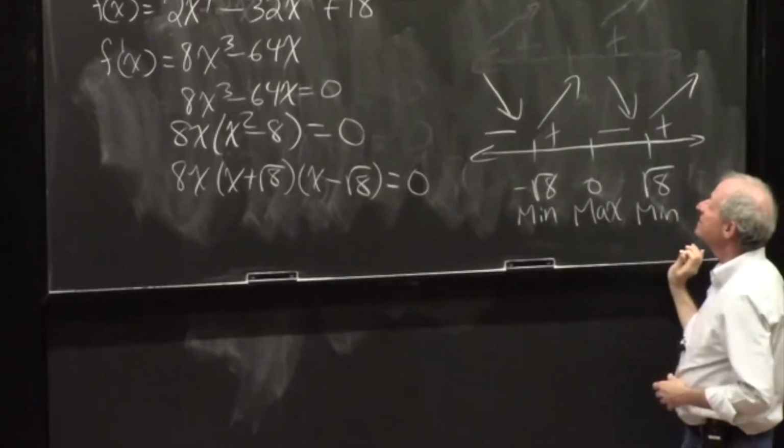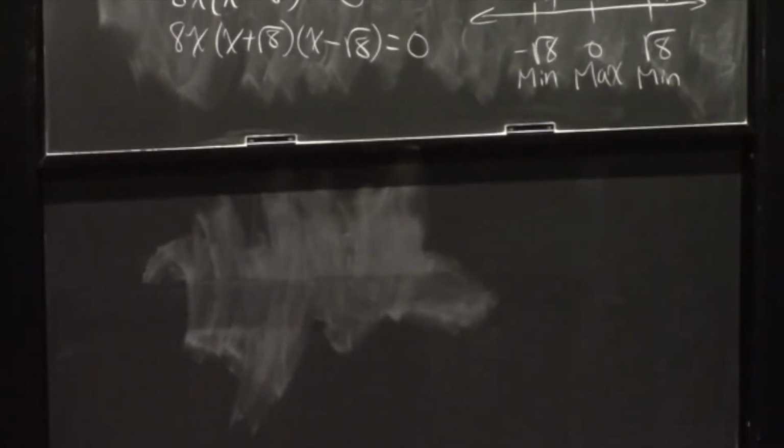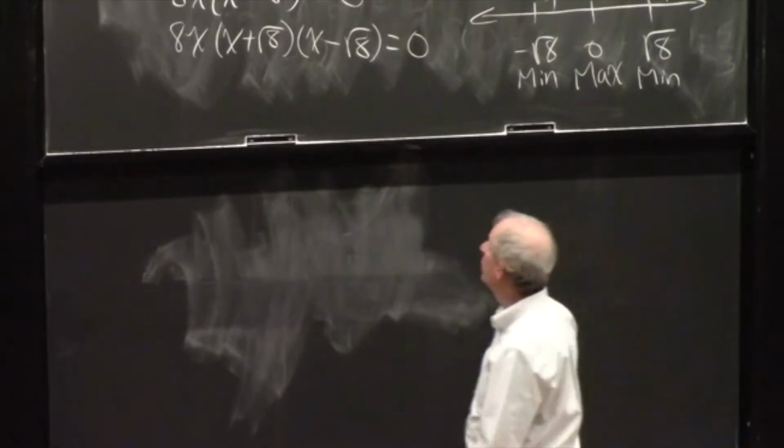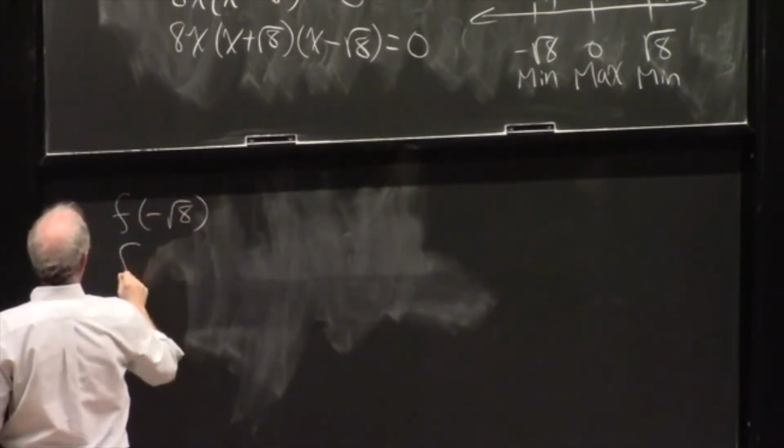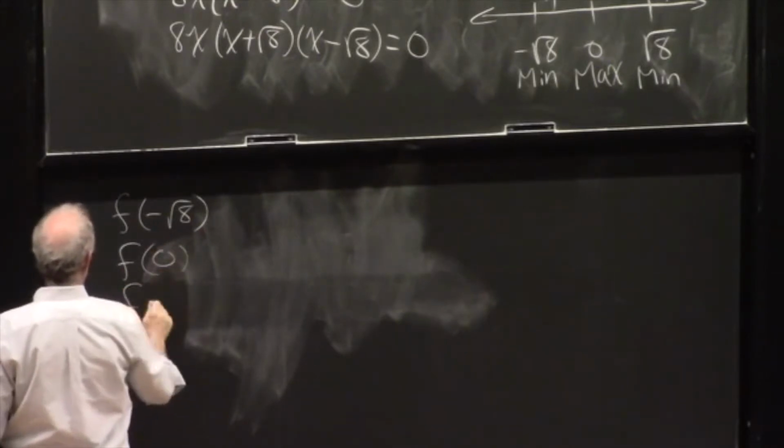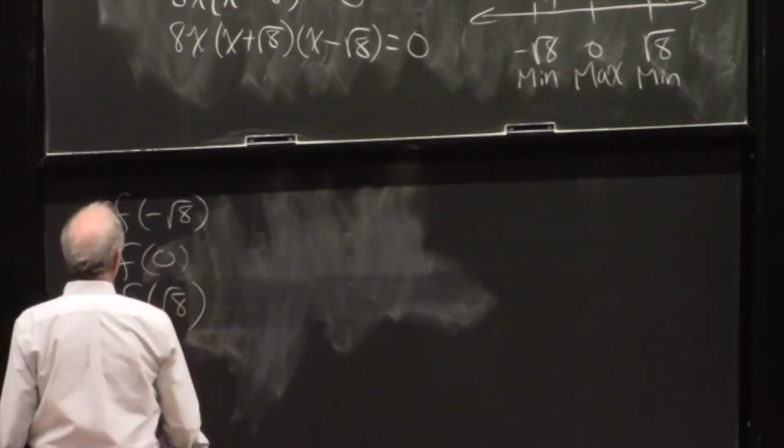So you have sort of an idea what the curve's doing. It's going to be sort of W-shaped. It's going to go down, it's going to go up, it's going to go down, it's going to go up. Now we need to find the y-coordinates. So f of the negative square root of 8, f of 0, f of the positive square root of 8.